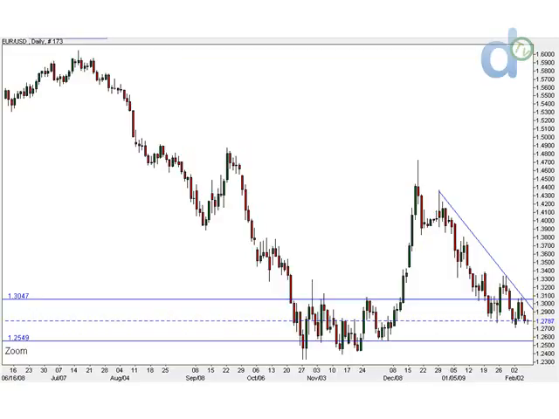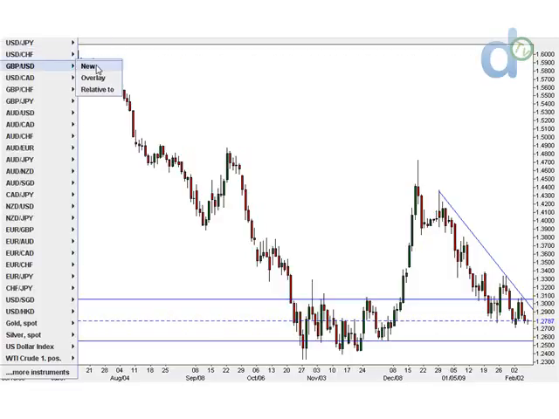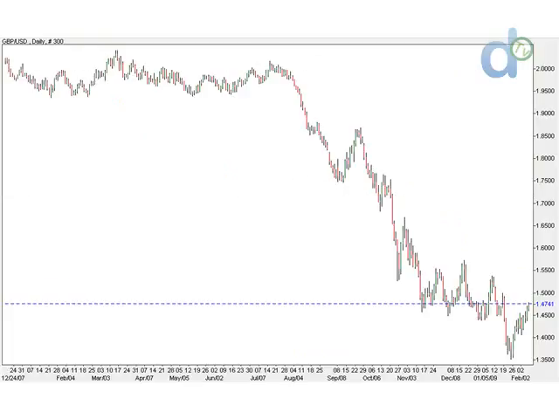If I just flip to the pound for a second, let's just zoom in on this chart. It's also a daily chart.